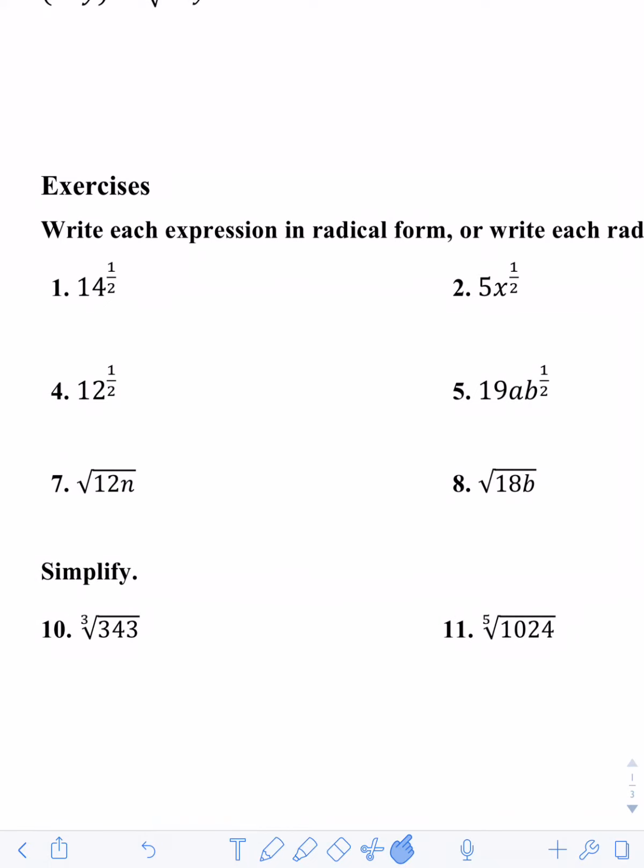Okay, so let's go ahead and start here with the first couple problems. So this first one, what we're going to do is just rewrite it. It says write each expression in radical form or write each radical in exponential form. Anything to the 1/2 power is a square root. So this first one is to the half power, so you just write the square root instead of a half, and you're saying the square root of 14. That's all you have to do.